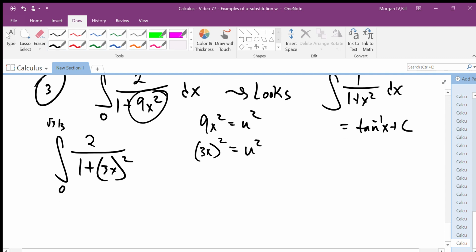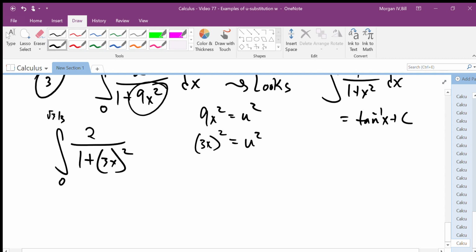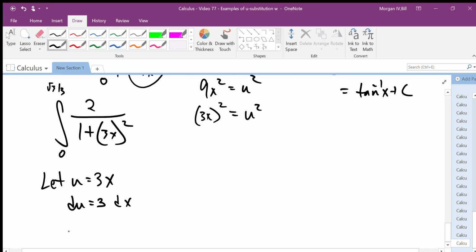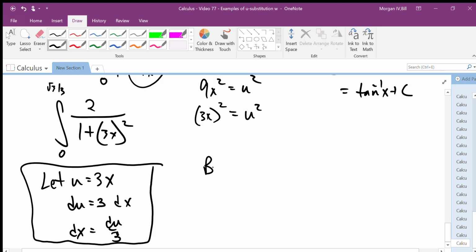So what we're going to do is think about 9x squared as 3x, quantity being squared, and I'm going to let u equal that 3x. Then du is 3 dx, the derivative of 3x is 3. Solving for dx, I get du over 3. And I'm going to do all that substitution, but I'm also going to change my bounds. And I'm going to change my bounds based on the statement, let u equal 3x.